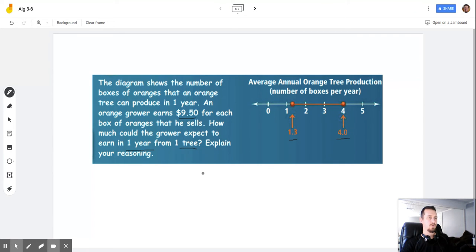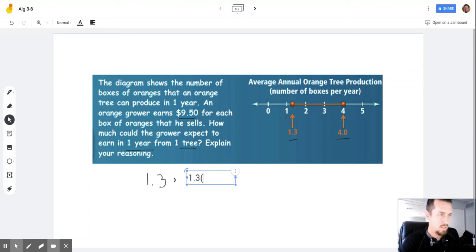So the lower end of that would be 1.3 times 9.5. And the higher end of that would be if it produced 4 boxes, and then you'd have 4 times 9.5.